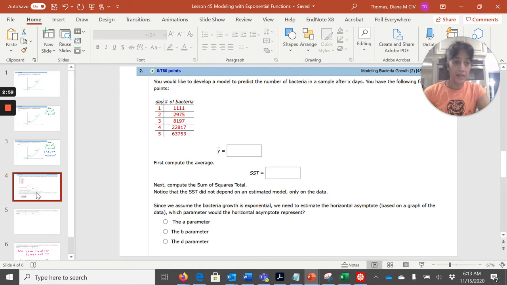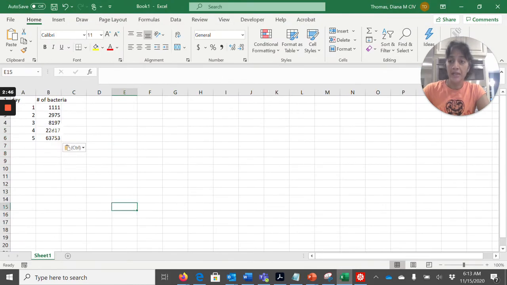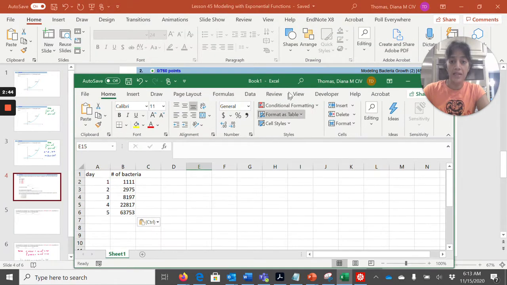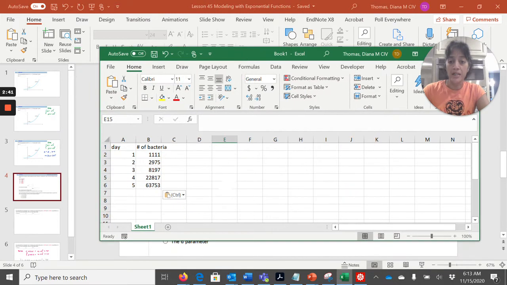I am at a 5-minute limit with Loom, so I'm not sure if I'm going to be able to get this problem all the way in. Let's try. So here's a model for bacteria, and I'm asked to compute the average and the SST. So what I did is I copied and pasted this data. You can actually type in the data by hand if you want.